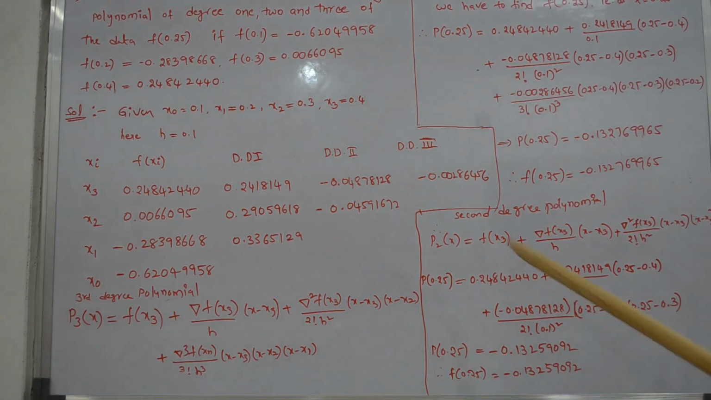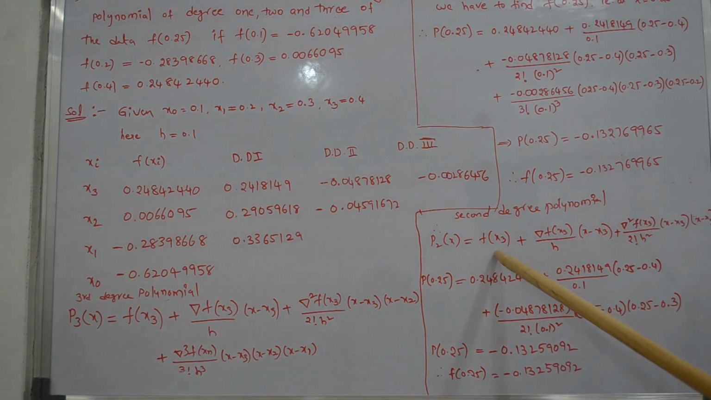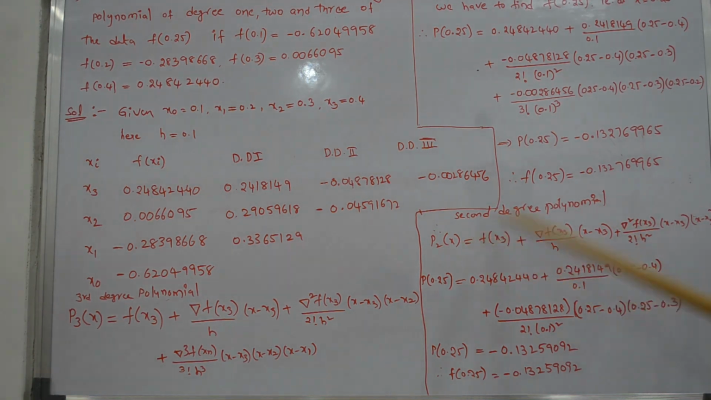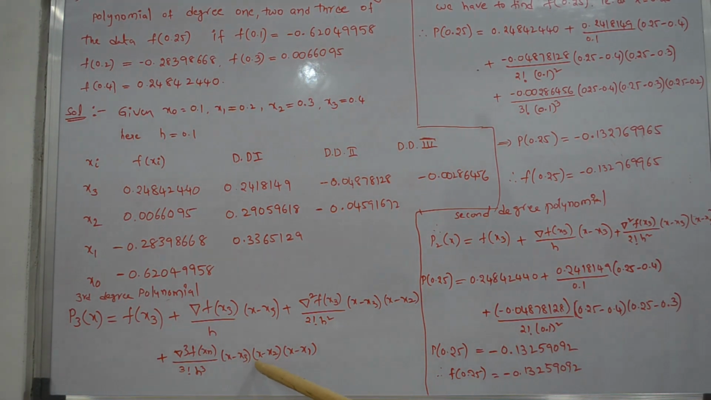Second degree polynomial ఏమవుతుందంటే సో P2 of x అంటే ఇది థర్డ్ డిగ్రీ P3 అంటే this is P2 of x is equals to f of x3 plus delta f of x3 by h x minus x3 plus delta square f of x3 by 2 factorial h square x minus x3 x minus x2. సో ఇక్కడ సెకండ్ డిగ్రీ టర్మ్ వస్తుంది. సెకండ్ డిగ్రీ పాలినామియల్ అంటే సెకండ్ డిగ్రీ x minus x3 x minus x2 సెకండ్ డిగ్రీ వరకు. ఇక్కడ థర్డ్ డిగ్రీ పాలినామియల్ కాబట్టి x minus x3, x minus x2, x minus x1. సో కాబట్టి ఇది థర్డ్ డిగ్రీ టర్మ్ వస్తుంది ఇక్కడ. సో కాబట్టి సెకండ్ డిగ్రీ వరకే ఉంటుంది.